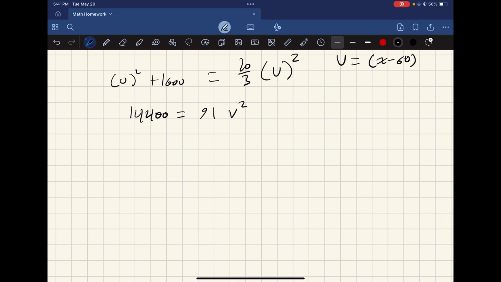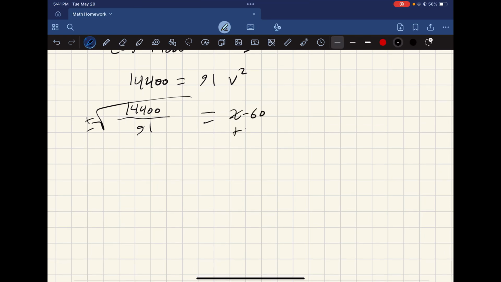So u equals plus or minus the square root of 14400 over 91, but we still have u, and u is going to equal x minus 60. And we just add 60 to both sides. So now our final equation is 60 plus or minus the square root of 14400 over 91 equals x.